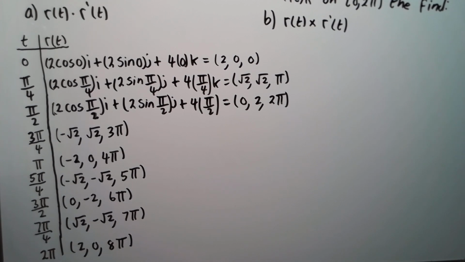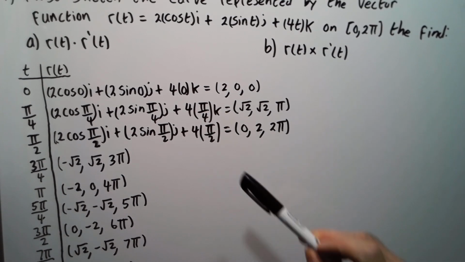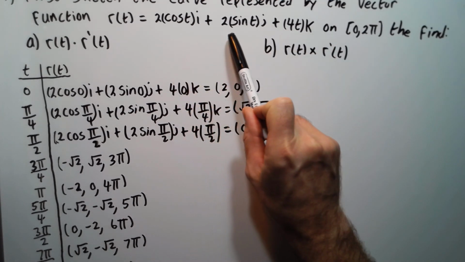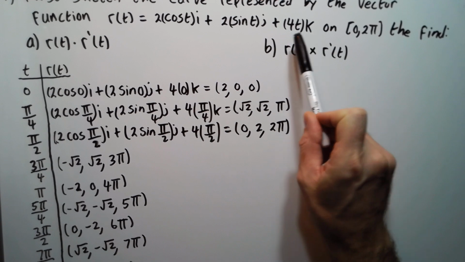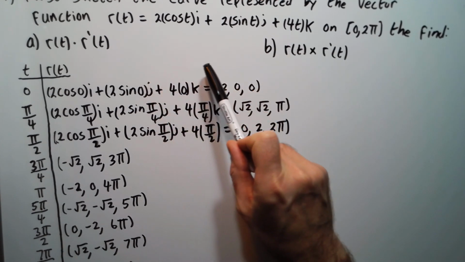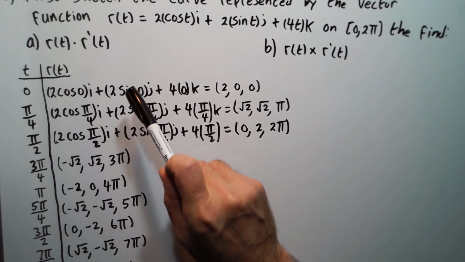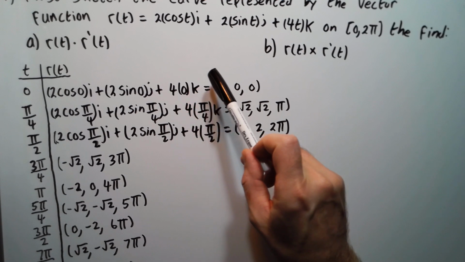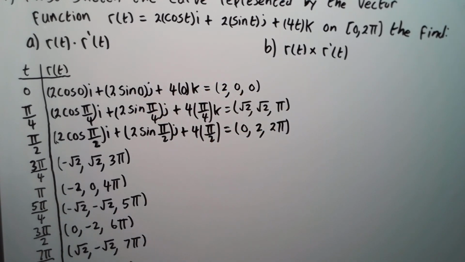So just looking up here, here's the vector valued function. It has 2 cosine t i, 2 sine t j, and 4t k. That means in the xy-plane, it's going around a circle of radius 2. And so pretty much it's going to be a helix, wrapping around a circle of radius 2 centered at the origin. So let me do a picture over here.